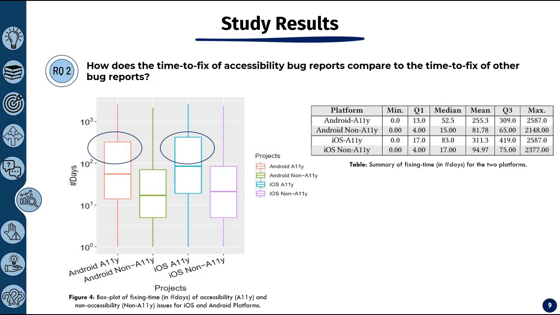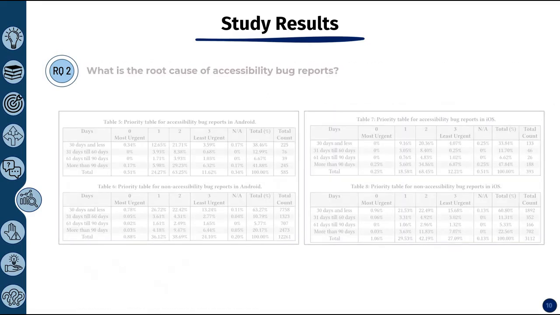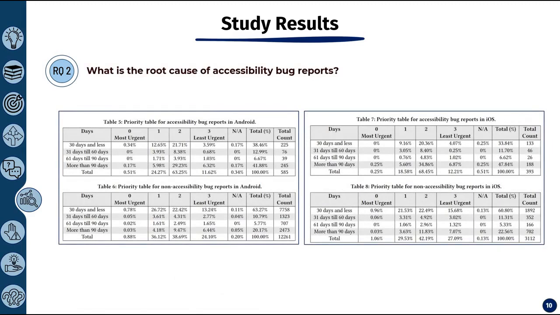Developers place a low priority on accessibility bug reports due to the small user base. On the other hand, Android fixes accessibility issues faster than iOS. So, since accessibility bug reports take longer, we want to know why. We dug into more of the data, looked into the priority, and wanted to compare accessibility and non-accessibility bug reports across platforms.